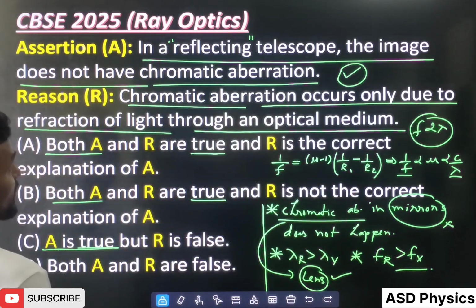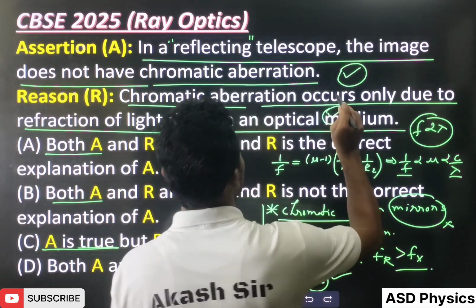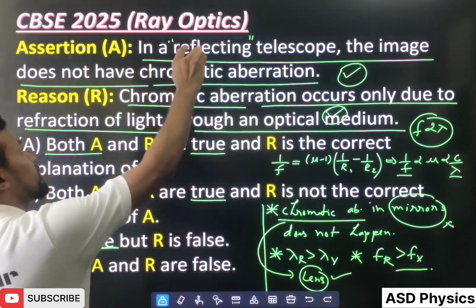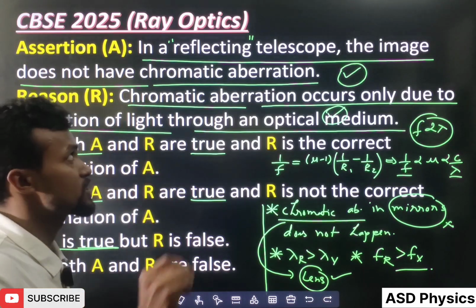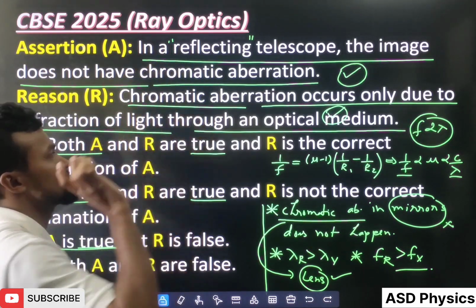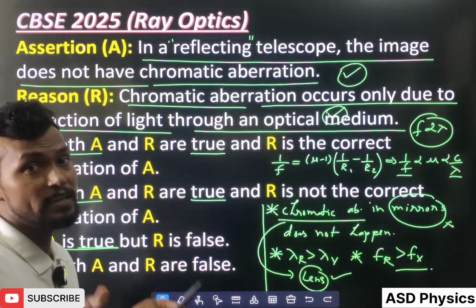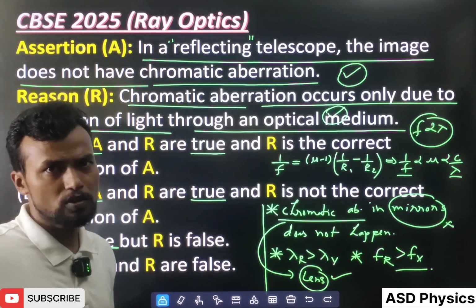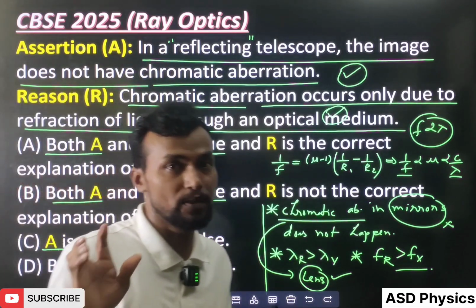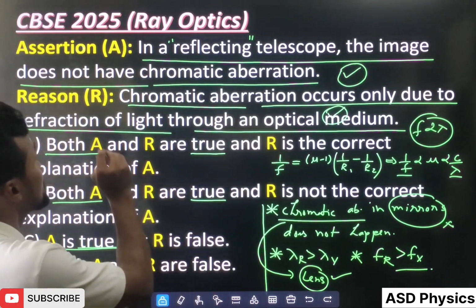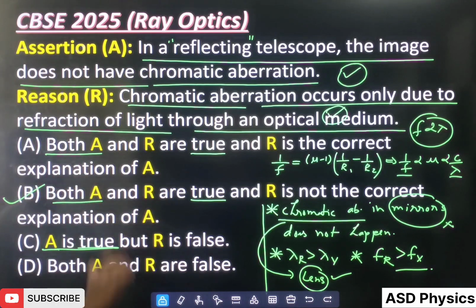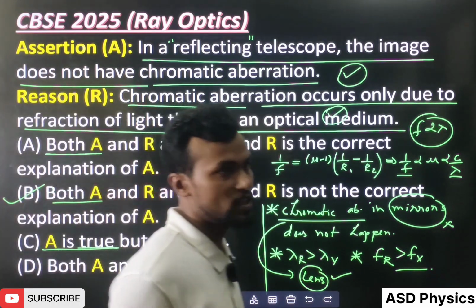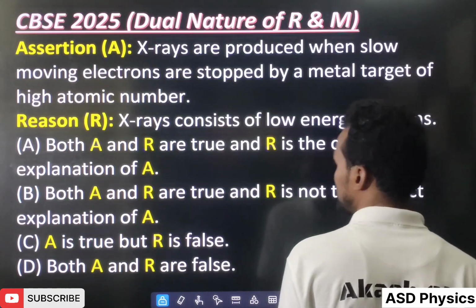So remember, this option is also correct. But here they are talking about reflection in the assertion, and about refraction in the reason. As I have told you, chromatic aberration does not happen in reflection, it only happens in refraction. There is no relation of chromatic aberration to reflection, reflection is independent of chromatic aberration. So both are correct, but the reason is not explaining the assertion. The correct option is option B.